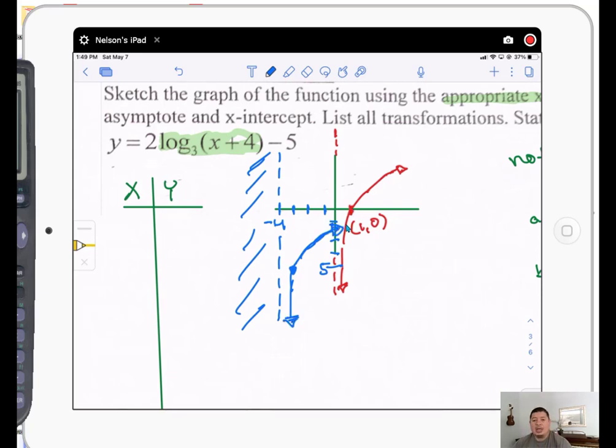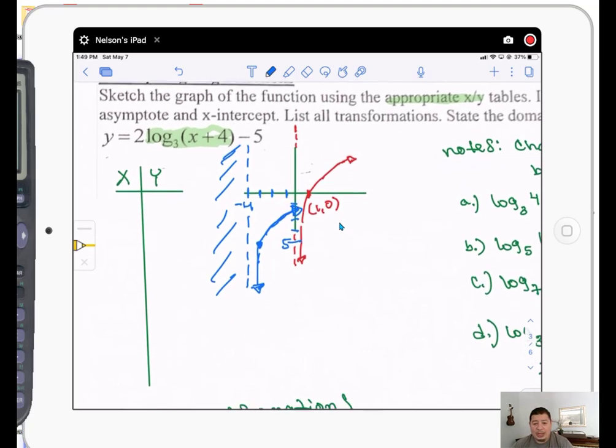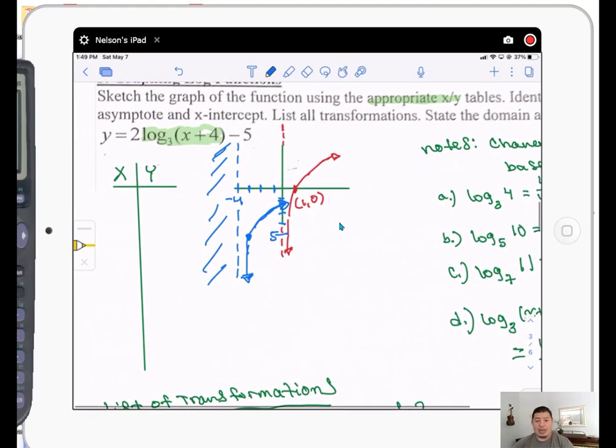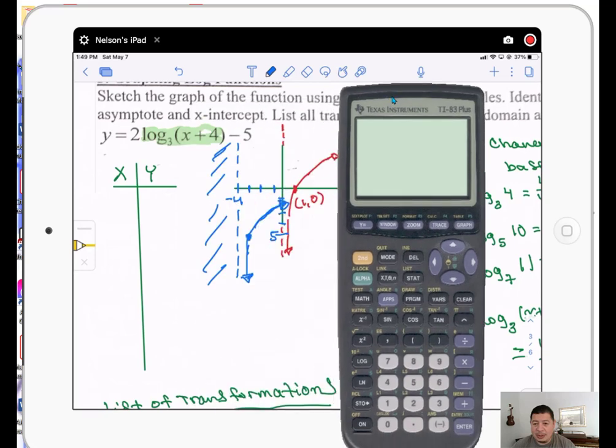Okay, so now what we want to do is come up with our X and Y table of values. Once again, we need to come up with an appropriate X and Y table of values. It would not make any sense whatsoever to input numbers to the left of -4. As a matter of fact, it wouldn't even make sense to input numbers where X is equal to -4.